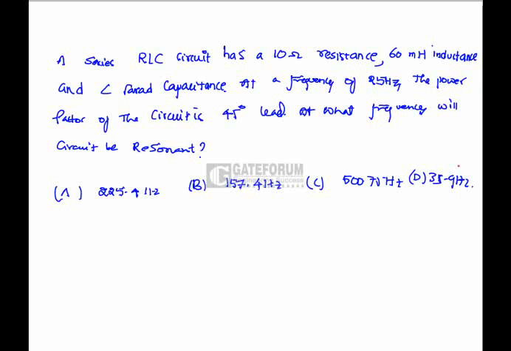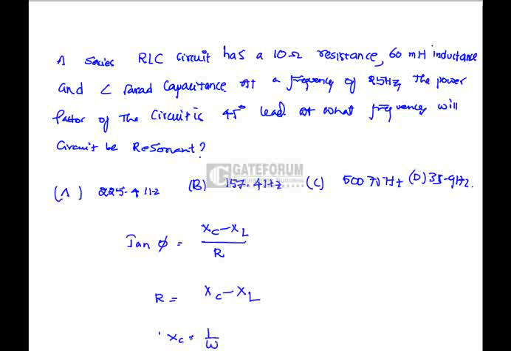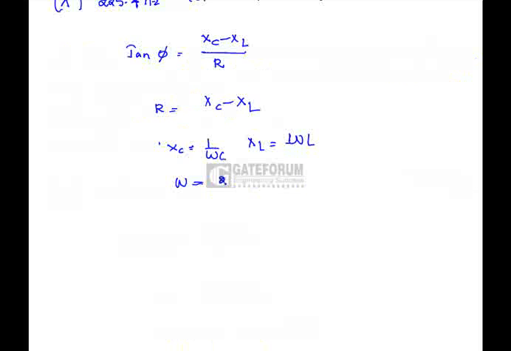Question is, a series RLC circuit has 10 ohm resistance, 60 millihenry inductance, C farad capacitance. At a frequency of 25 Hz, the power factor angle of the circuit is 45 degrees lead. At what frequency will the circuit be resonant? We know that tan phi is nothing but Xc minus XL by R. So tan 45 is 1, so R equals Xc minus XL. Here Xc is 1 by omega C, XL is omega L. Here omega is 2 pi f, with f given as 25, that is 50 pi.